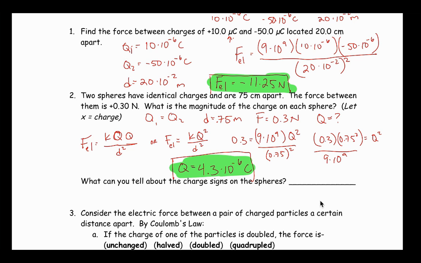And in this case, what I can tell is that these two objects are repulsive because they're the same charge, right? Which means that they're either both positive or they're both negative. And so they're going to be pushing each other apart.